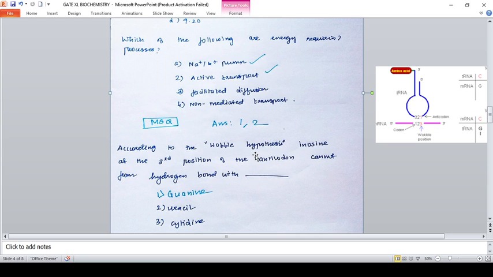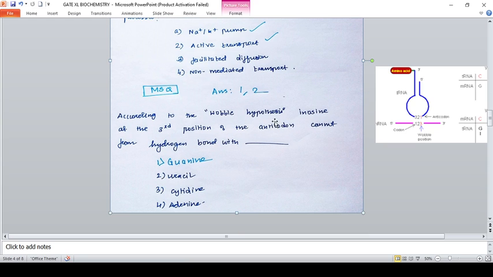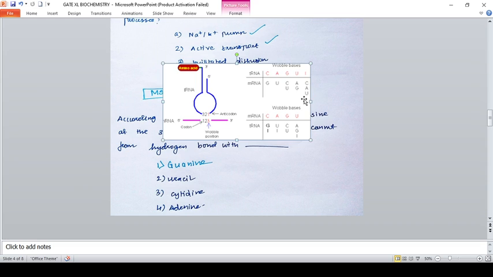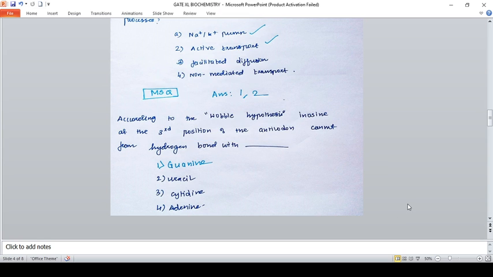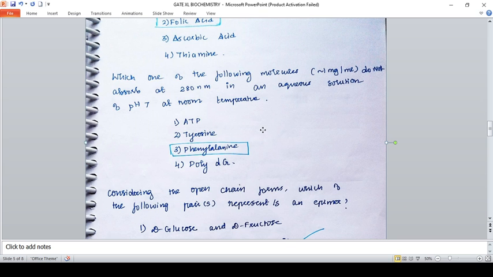According to the Wobble hypothesis, inosine at the third position of the anticodon cannot form a hydrogen bond with. Inosine has the capacity to form bonds with cytosine, adenine and uracil. It cannot form a bond with guanine. So the correct option is option number A.